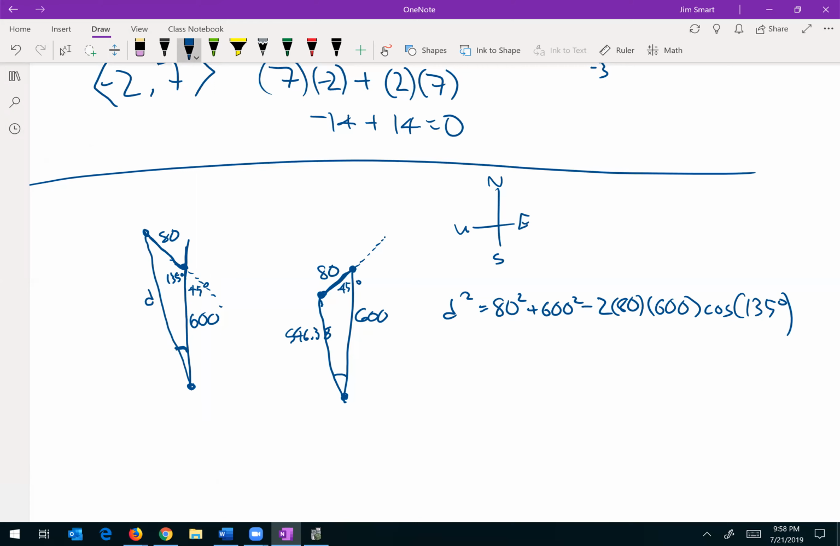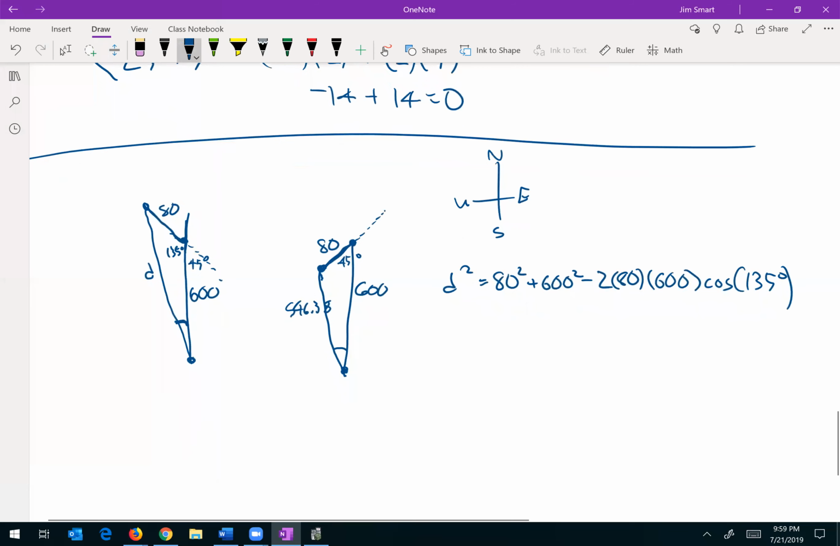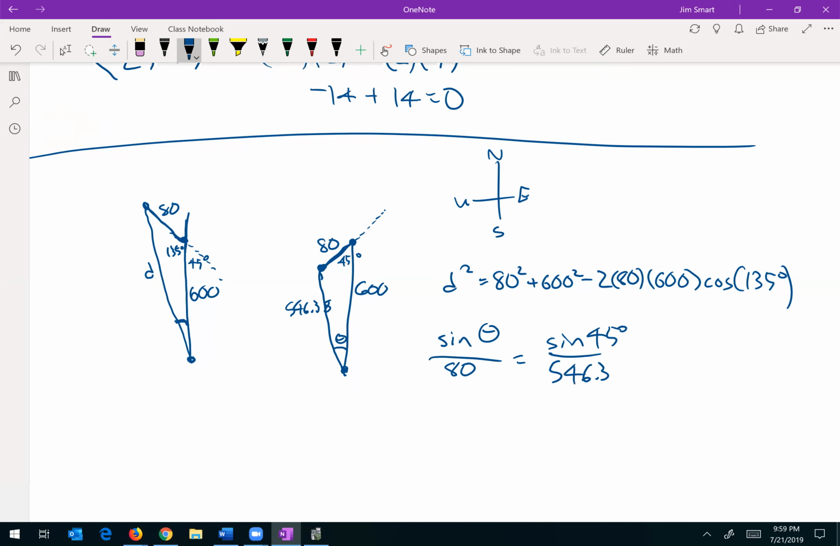Now, for the angle at the bottom, I'm going to use the law of sines. I always use the law of sines if I can. With the law of sines, you can put the sines on the bottom or the top. I put them on the bottom if I'm looking for an unknown side, and put the sides on top. I put the sines on top if I'm looking for an unknown angle. In this case, I'm looking for an unknown angle. So I'm going to write sine of theta over the opposite side, 80, equals sine of 45 degrees over 546.38.